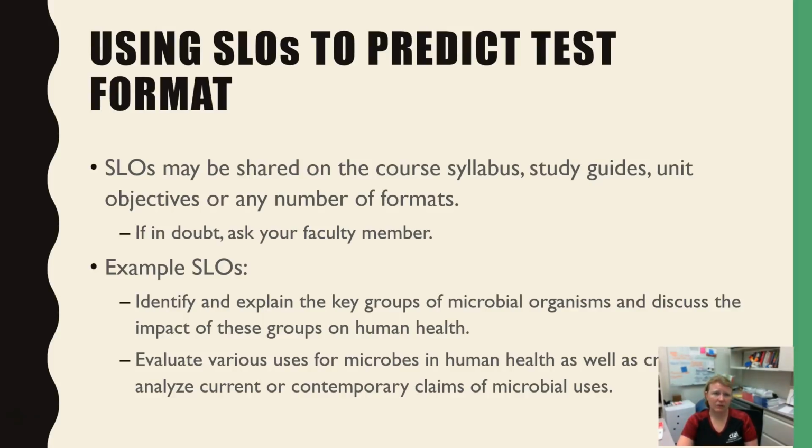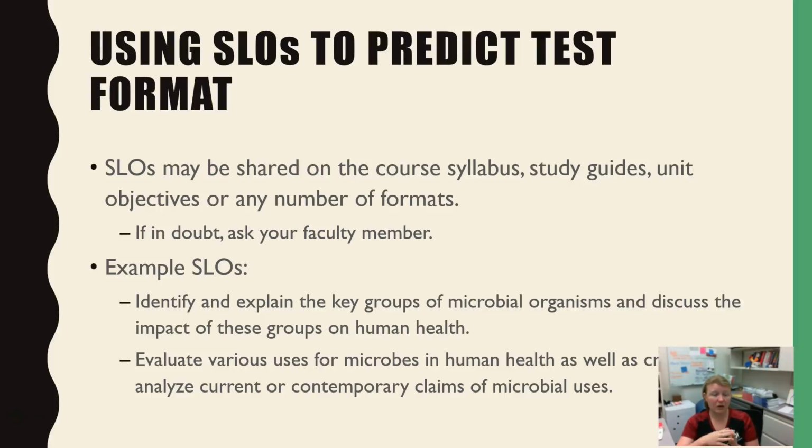All right, so the last thing we're going to talk about is using student learning outcomes to predict test format. Student learning outcomes at CWI are in all of our course syllabi. You'll see them in the class in various ways. They're also sometimes shared in study guides, unit objectives, any number of formats. And at minimum, even if your professor is not providing them, you'll see some in textbooks as well. If in doubt, have a conversation with your faculty member. That's what they're there to have these conversations about. So by having this information, you almost have the keys to the kingdom.